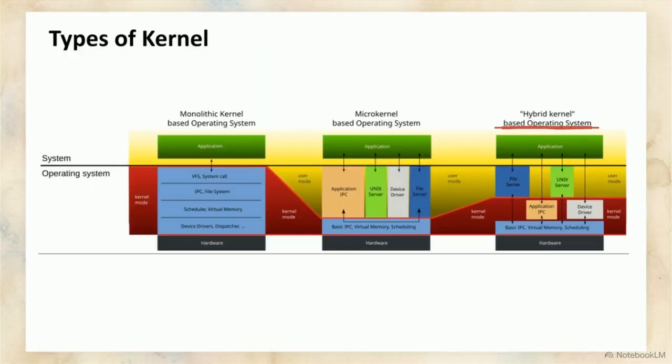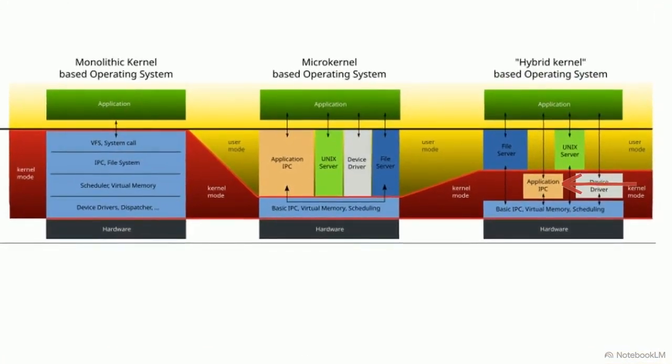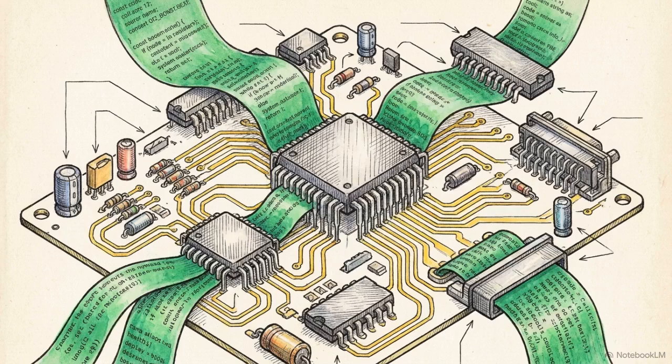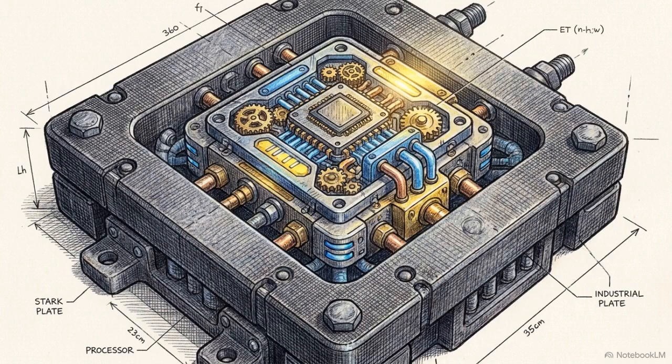In the center is the hybrid kernel. By allowing the boundary line to step up and down, it keeps performance-heavy services in kernel space while pushing non-essential components to user space. At the very furthest extreme sits the exokernel, which removes almost all abstractions to give applications direct control over the hardware. Operating system design isn't about finding one perfect structure. It is about selecting the correct set of compromises for the hardware's specific purpose.